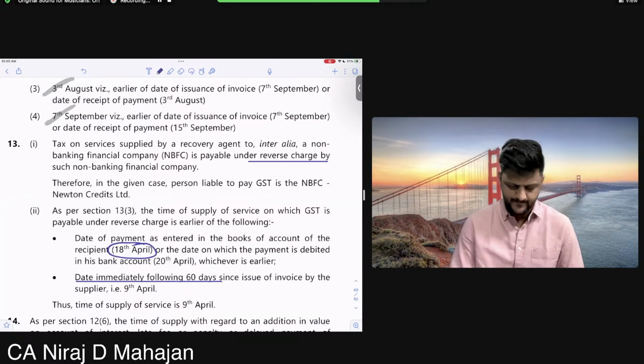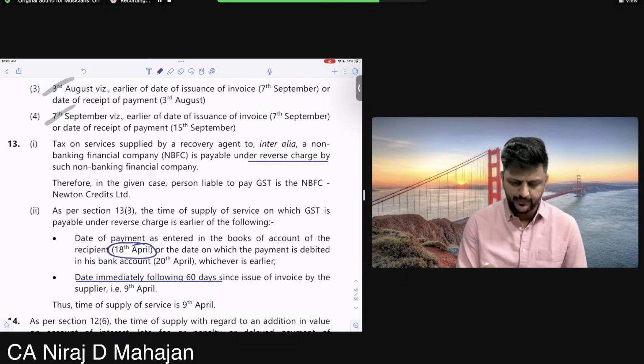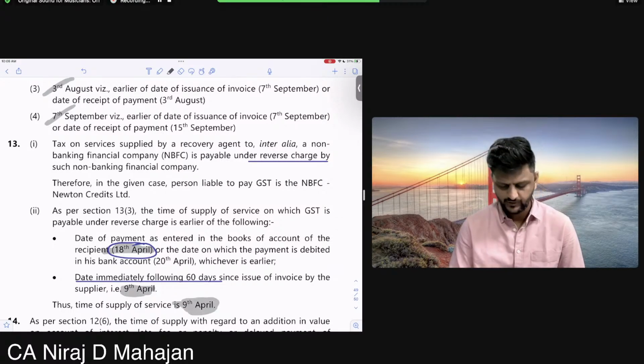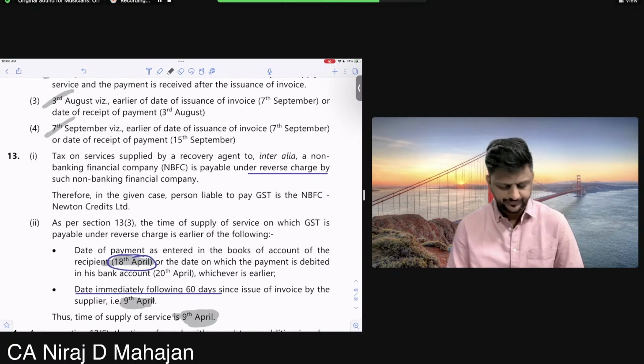So 18th April or the 61st day, which is what, children? 9th April. So the answer is what? 9th April. Fine till here, all of you? Done?